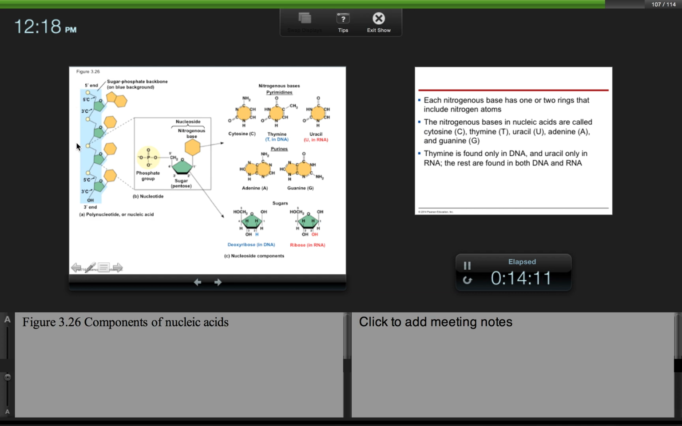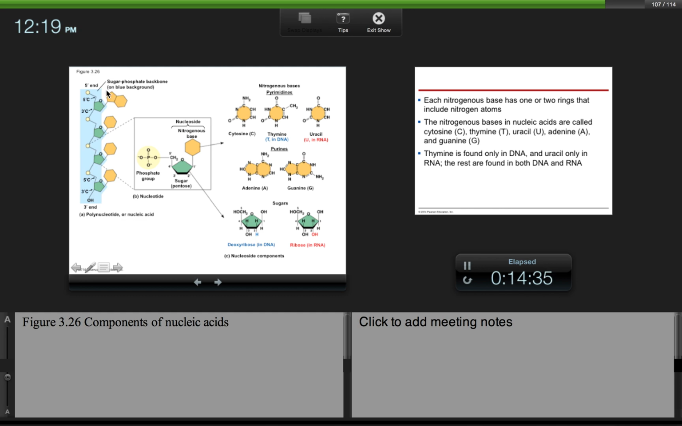Okay, so here is one side of a DNA molecule. So this is a sugar. The little circles are phosphates, and the green molecules are the sugars. So the backbone, or the rung of the ladder of the DNA, is a phosphate-sugar alternating backbone.